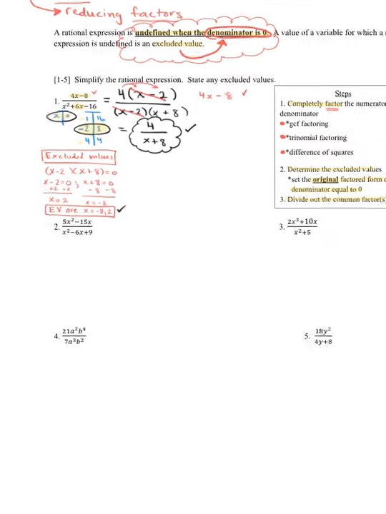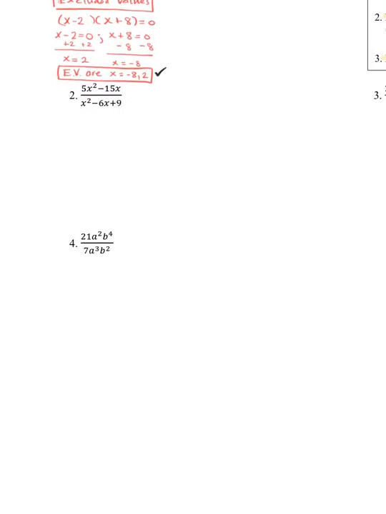All right, so let's take a look at question number 2. Okay, so again, our step 1 is to factor. So if I look at the numerator, I can divide a 5x out of both of those, right? So both are divisible by 5x. So when I divide 5x squared by 5x, I get x. And when I divide negative 15x by 5x, I would get negative 3.